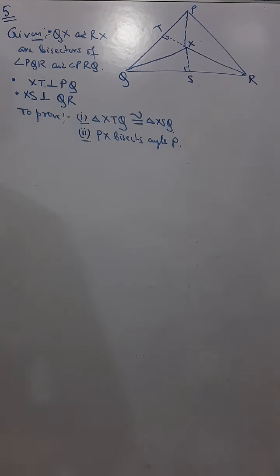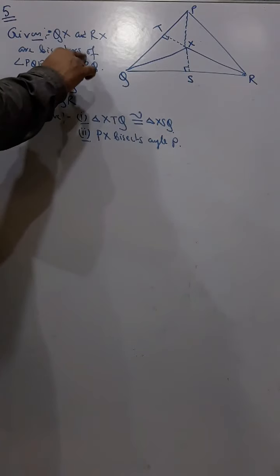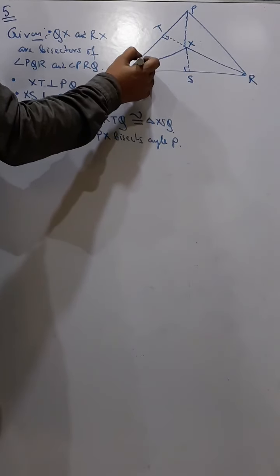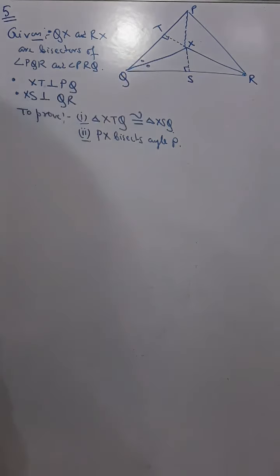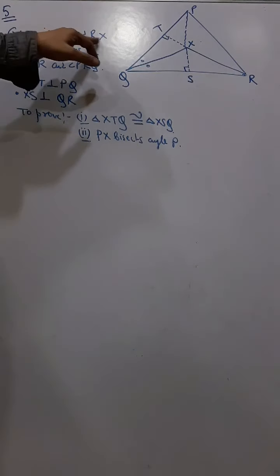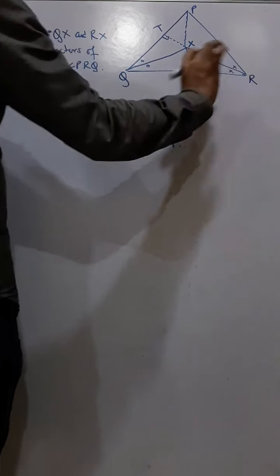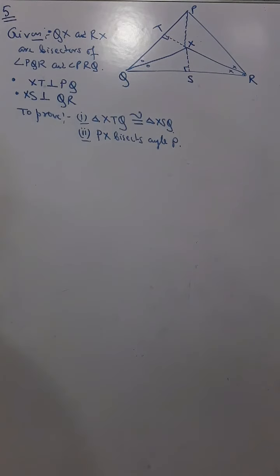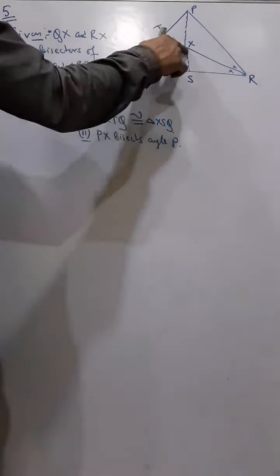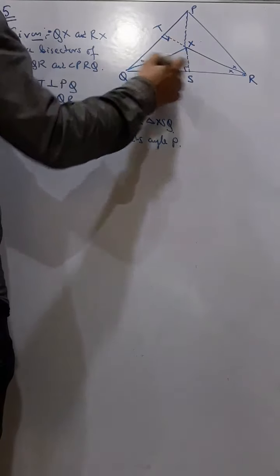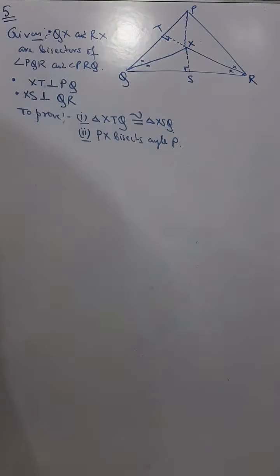Okay, so this is the last sum for this video. Now in this sum what they told, QX and RX are the bisectors of angles PQR and PRQ. So QX is the bisector of this, that means this equal to this, and RX is the bisector of PRQ, so this equal to this. Okay, so that you understood. They also told XT is perpendicular to PQ, you can see here it's given, and XS is perpendicular to QR, so this is also perpendicular.